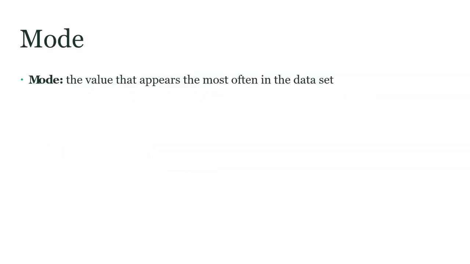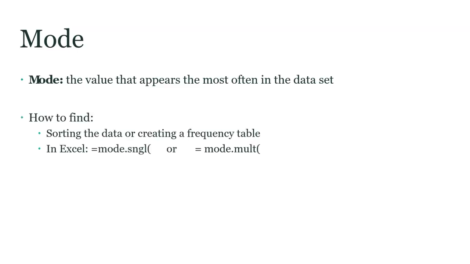Mode is the one that appears most often in the data set. We can find that by sorting our data and looking through it all. Or if we have a lot of different observations, it might just be easier to create a frequency table. And then that way we'll be able to see how often a certain value or response shows up in our data set.